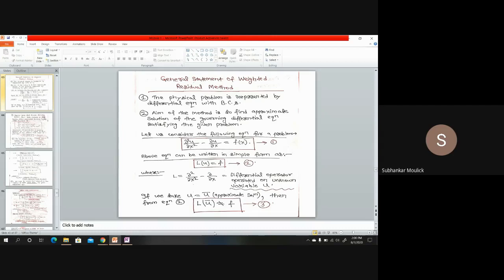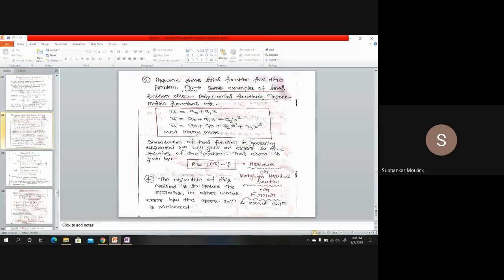It will never be equal. If it is not equal, I can never find the solution. That means there is an error in equation number 3. This error will discriminate your actual solution from the approximate solution. That error in weighted residual method is known as residue or weighted residual function, or error function. That error is called the residue. Did you understand what the error function is?